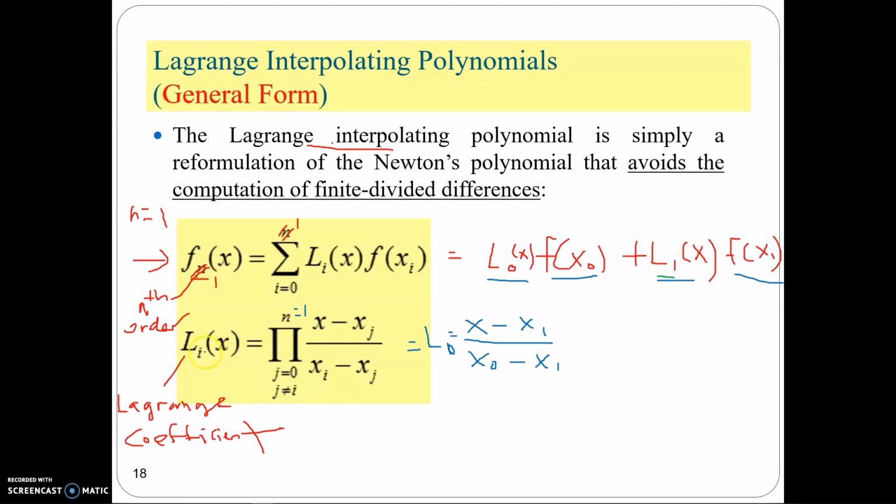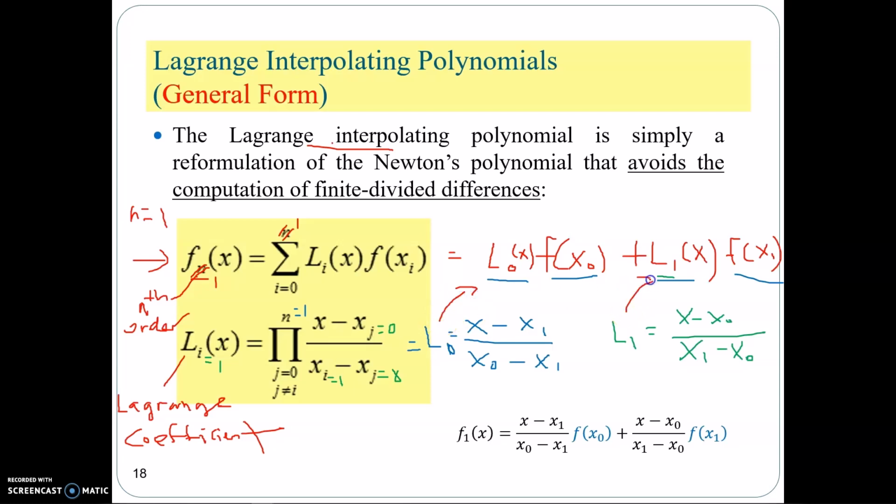To compute L1, let the i equal to 1 here. Then we substitute i here equal to 1. Your j cannot be equal to 1 and your j starts from 0. So we have j equal to 0, you substitute inside. So you obtain the first term, which is your L1 equal to x minus x0 divided by x1 minus x0. Then your j will be increased to 1. Since your i cannot be equal to 1, it must be stopped. After substituting the L0 and L1 inside the formula, you obtain f1(x), which is the first order Lagrange interpolating polynomial, to be this answer.